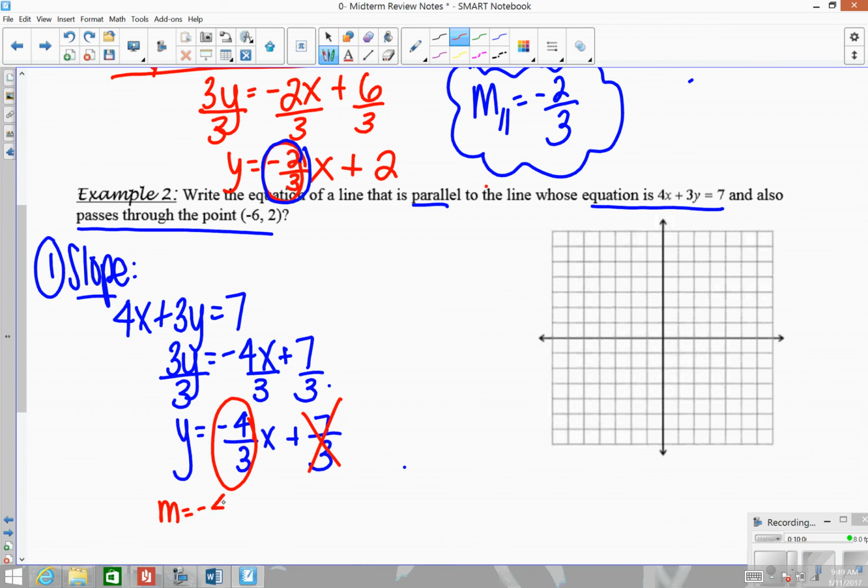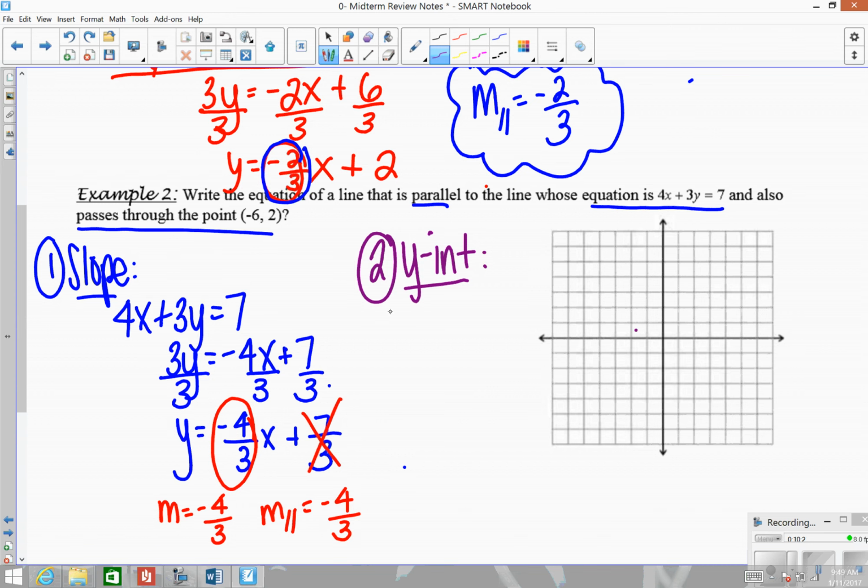The slope is negative 4/3, which means the parallel slope is going to be the same. So the slope of my new line is going to be negative 4/3. It has to pass through this point. So step 2 is going to be to find the y-intercept so that it passes through that point.